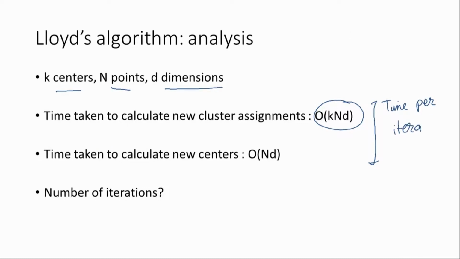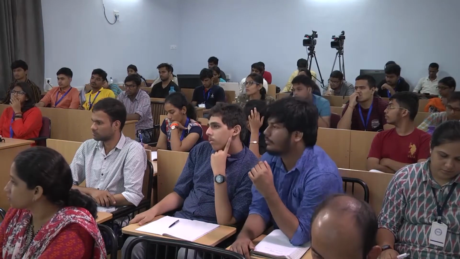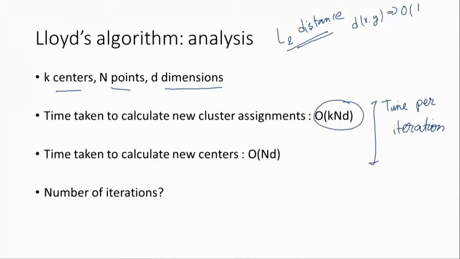Or maybe I should have asked you. So we're using the L2 distance. Why is the time taken to calculate new cluster assignments k n d? To compute the distance between any two points, dxy, takes time order d. Right? Because you have to do xi minus yi squared, then you have to take the square root.